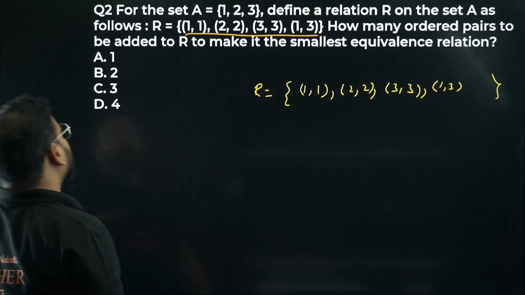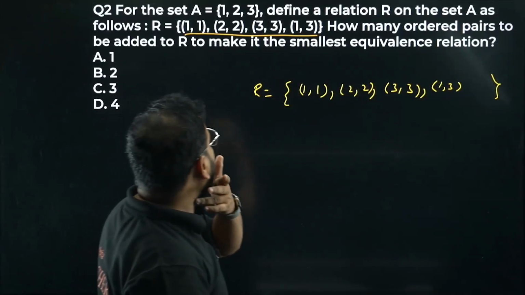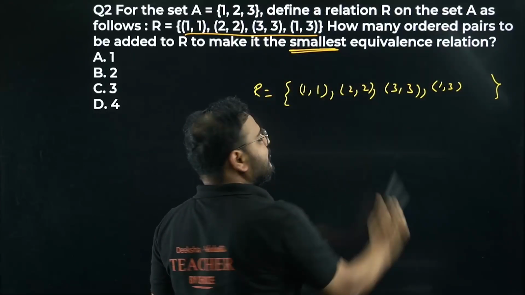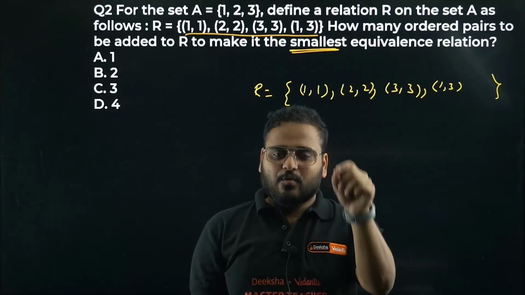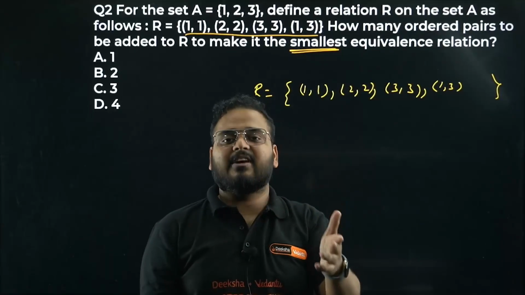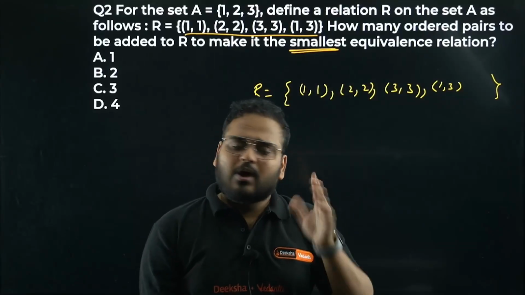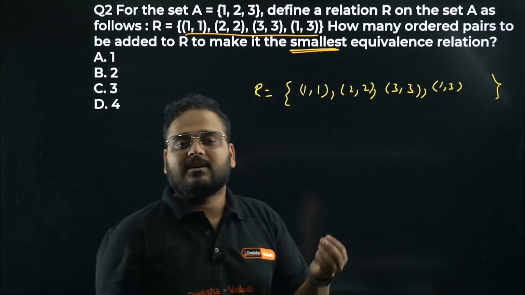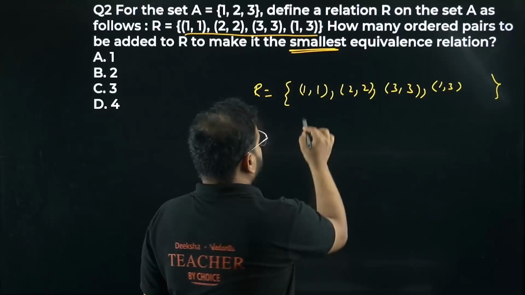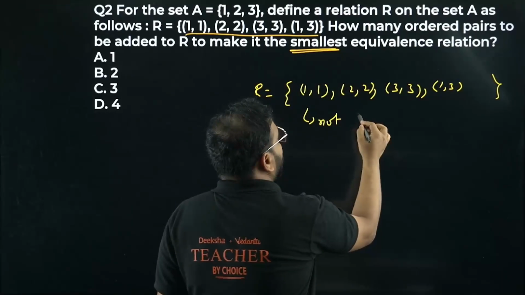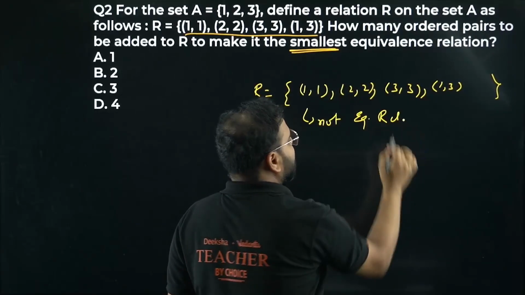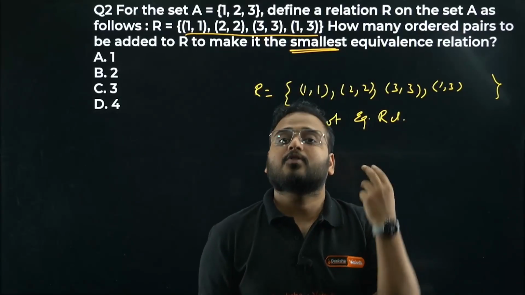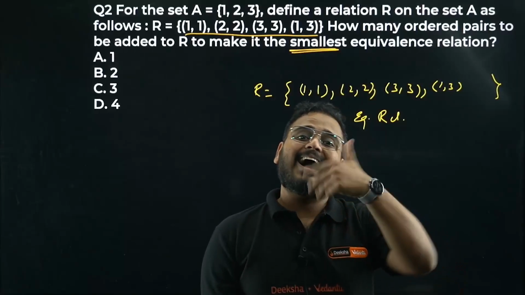How many ordered pairs need to be added to the relation R to make it the smallest equivalence relation? Smallest is a very important word. It means we're looking for the first time when this relation becomes an equivalence. They are saying it's not an equivalence relation right now. So let's look for the reason that is causing it to be a non-equivalence relation, and we're going to add that to make it equivalent.